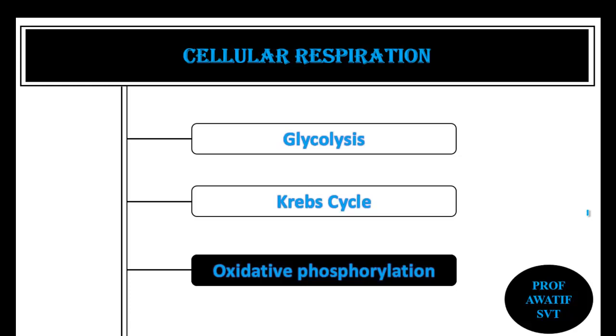Before getting into it, let's summarize the previous reactions by counting the number of energetic molecules we got from them. Let's start with the output of the glycolysis reaction. If you remember, in glycolysis we only produced 2 ATP molecules and 2 NADH.